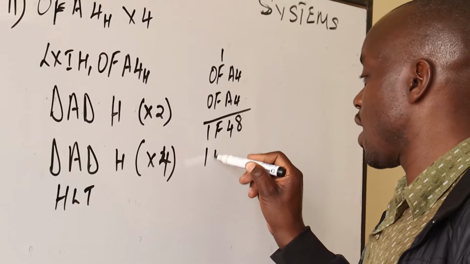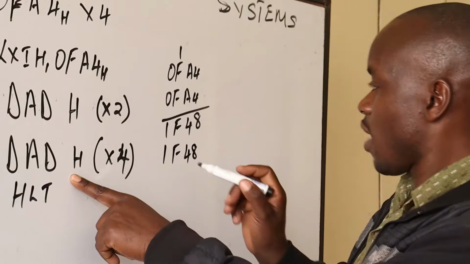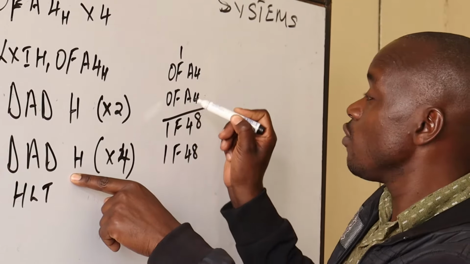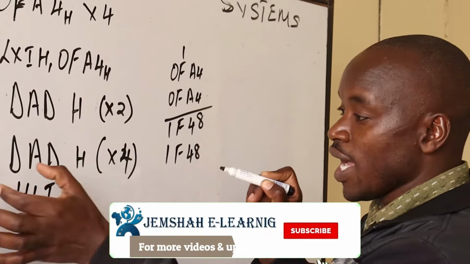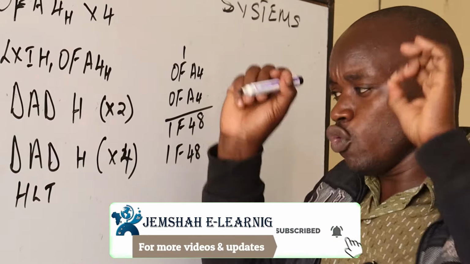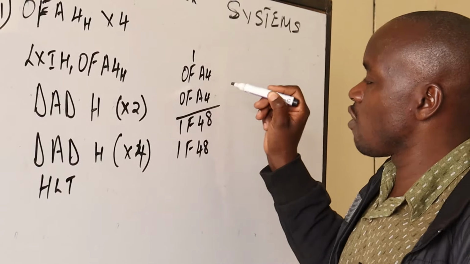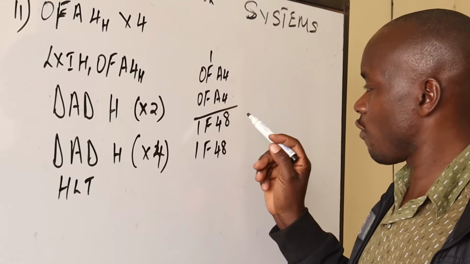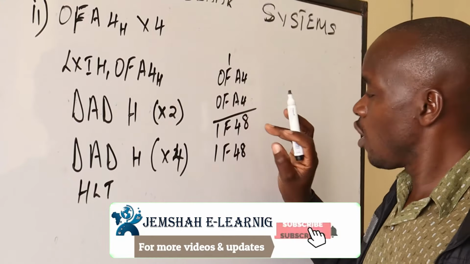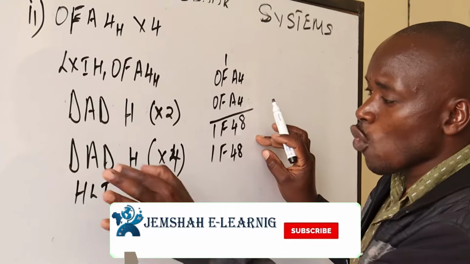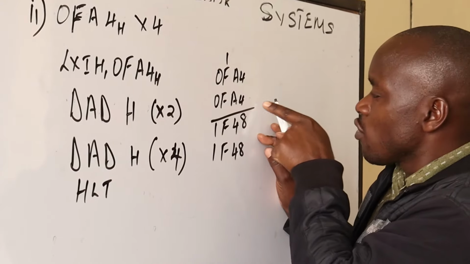Then we have again a DAD H. Now this DAD H is the second one, which implies HL has already changed from 0FA4 to 1F48. Again DAD H. So what I want you to understand as a candidate is that the first DAD H was 0FA4 plus 0FA4. But now HL has already changed to 1F48. So when we say DAD H here, it's not 0FA4 plus 0FA4.